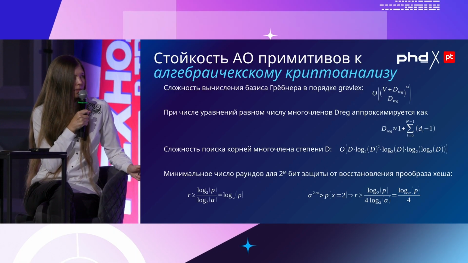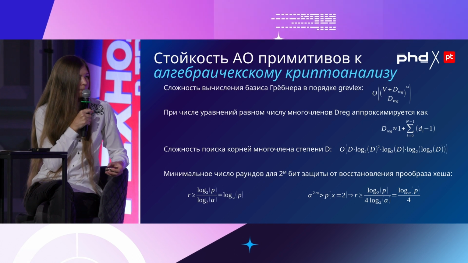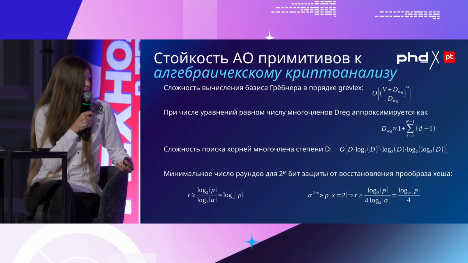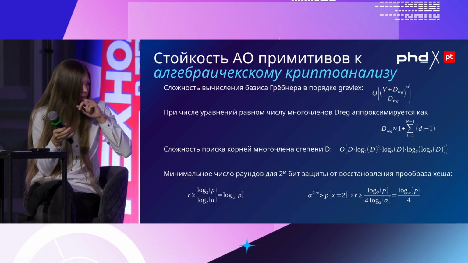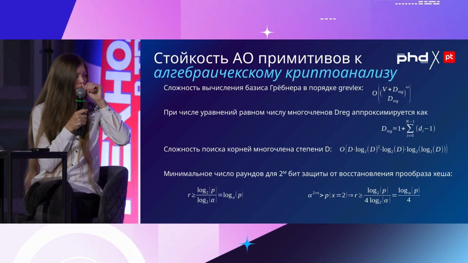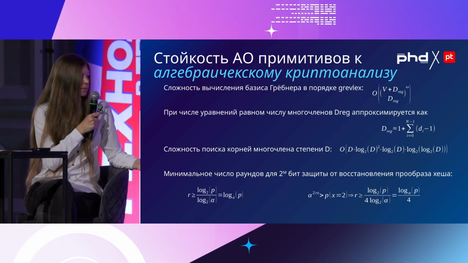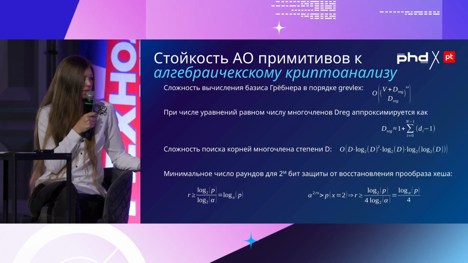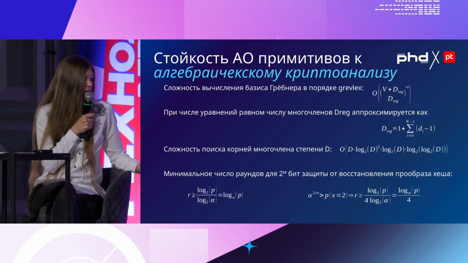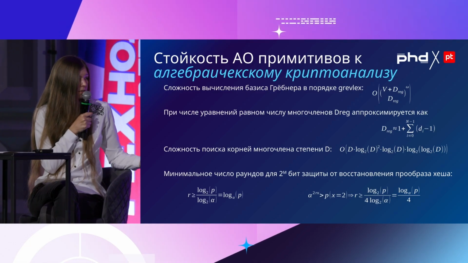When the number of equations equals the number of variables, D_reg will be approximated with the function I'm showing here, where d_i is the power. The complexity of finding the roots of a polynomial of power D is like this. So for 2m bits of security, the minimum number of rounds you need to restore the hash pre-image can be calculated like this.